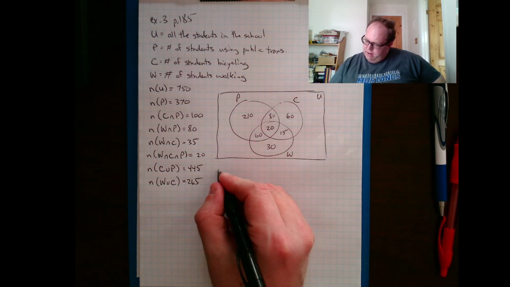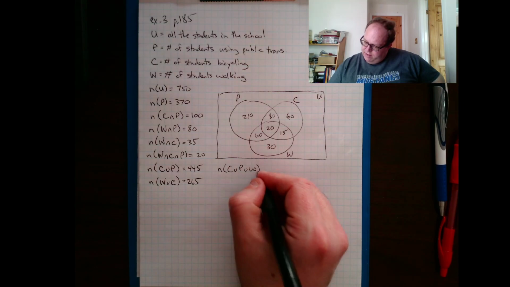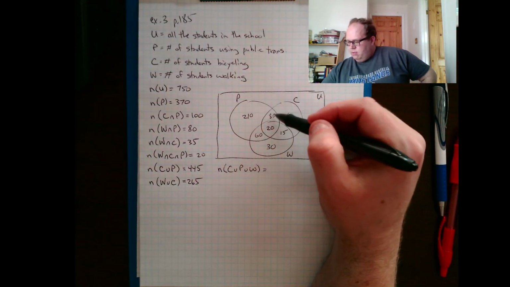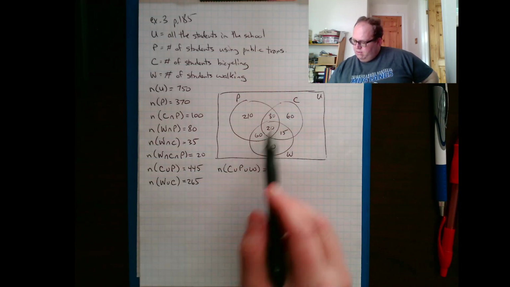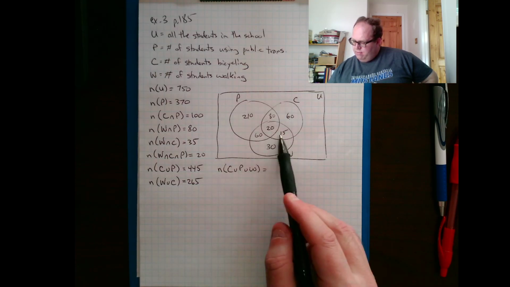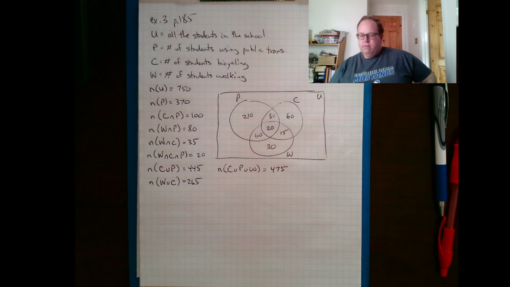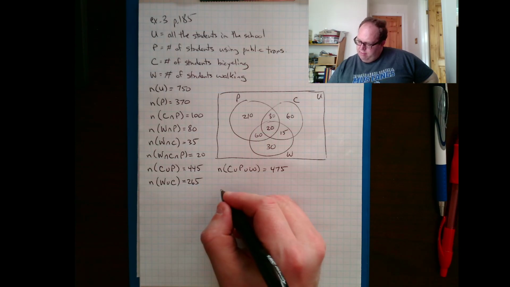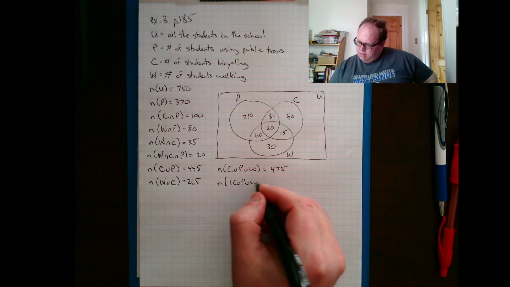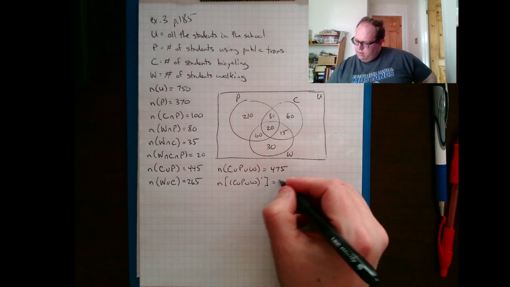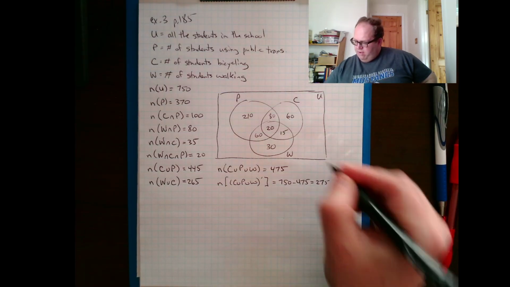So if I add up to figure out the union of all these sets, I have 210 plus 100 is 310. Actually, I can do this much easier. I know that the union of C and P is 445, plus this 30 is 475. And that means the number who are not in the union of those sets is going to be 750 minus 475, or 275 people out here.